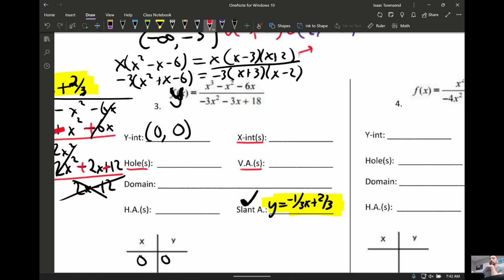But now that the numerator's factored, I can set this equal to 0 and solve, this equal to 0 and solve, and this equal to 0 and solve. So three numbers make the numerator 0. Do the same thing with the denominator. Negative 3 never equals 0, but x plus 3 equals 0 at negative 3, and x minus 2 equals 0 at positive 2.